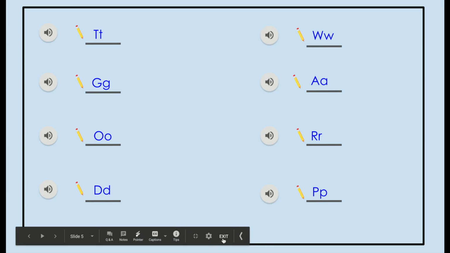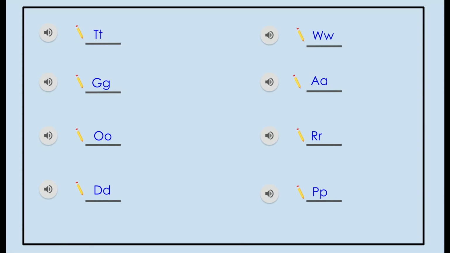All right, let's check your answers and see how you did. The first sound was the sound T made by the letter T. The second sound W was made by the letter W. The third sound G was made by the letter G. The fourth sound A made by the letter A. The fifth sound ah was made by the letter O. The sixth sound was made by the letter R. The seventh sound D was made by the letter D. And the last sound P made by the letter P.